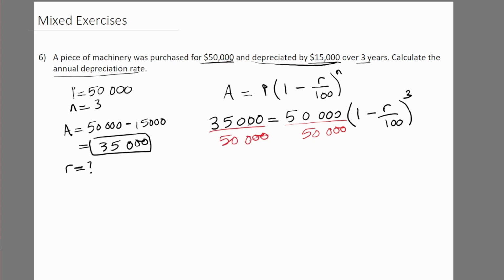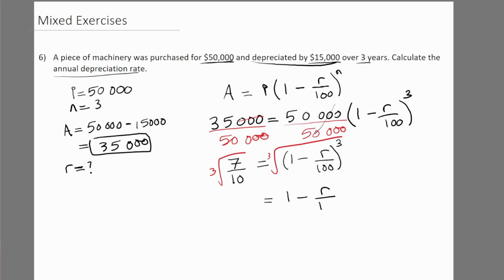Over here, the zeros cancel out, and 35 divided by 50 will simplify to 7 over 10. On the right-hand side, the 50,000 will cancel out, and we are left with 1 minus r over 100 to the power of 3. The next thing to do is to take a cube root to cancel out the 3. So I'm going to take a cube root of 7 over 10. On the right-hand side, we'll have 1 minus r over 100.